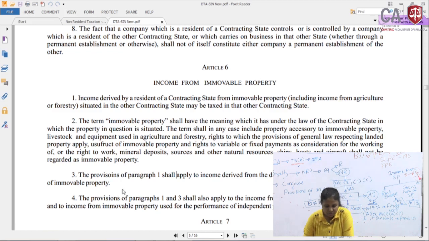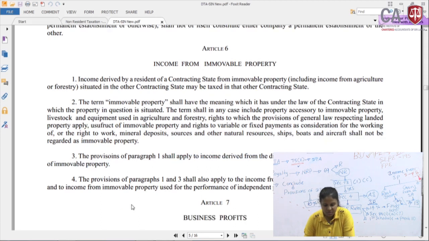Now, the third one: the provisions of paragraph 1 shall apply to income derived from the direct use, letting or use in any other form of immovable property. Everything is included. Fourth one: the provisions of paragraphs 1 and 3 shall also apply to income from immovable property of an enterprise and to income from immovable property used for the performance of independent personal services.